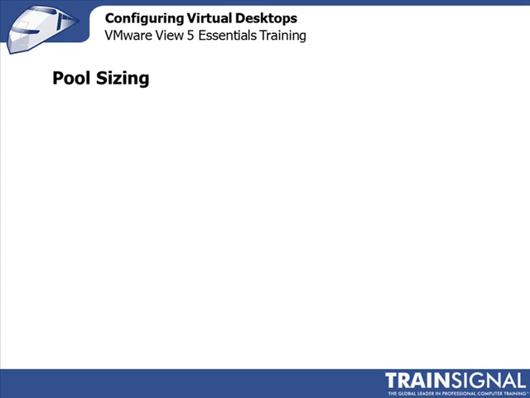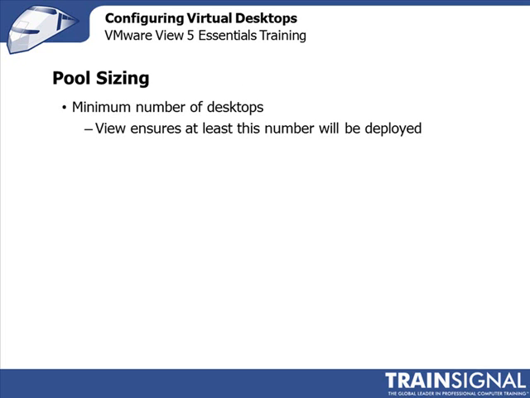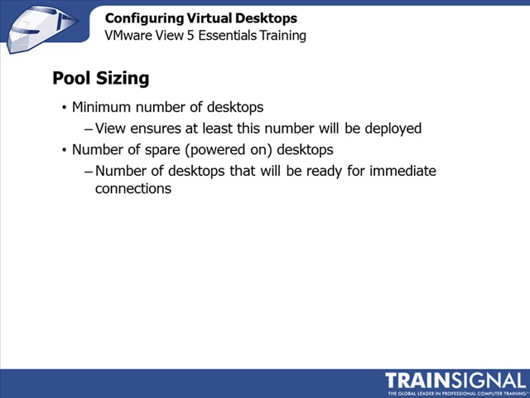So let's take a look now at pool sizing in a little bit more detail. Some of the items that you're going to get within the pool sizing settings are, one, the minimum number of desktops. So these are the desktops that View is going to ensure that at least this number of desktops will be deployed, will be there, and will be ready. Now, you kind of alluded to this, the number of spare desktops or powered on desktops. So this is the number of desktops that will be ready for immediate connections.